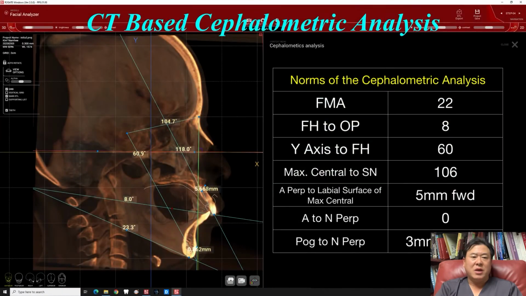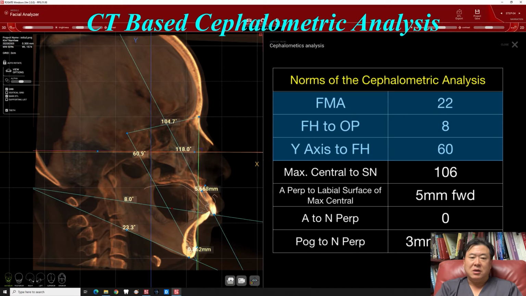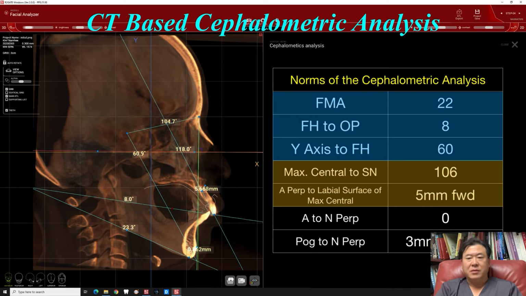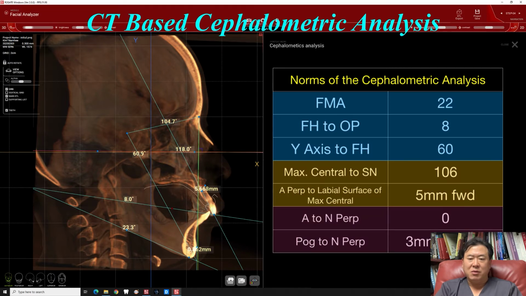We can evaluate VDO using these three values. The central incisor angle and position can be estimated using these two values. In full mouth reconstruction, we don't use Angle's classification. When there are no teeth, Angle's classification cannot be used. Instead, we use McNamara analysis to find maxilla and mandible position in relation to the skull base.